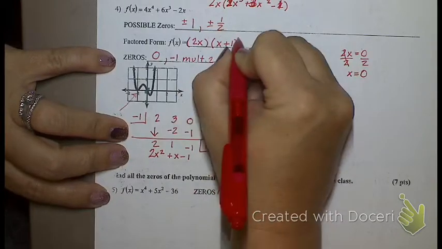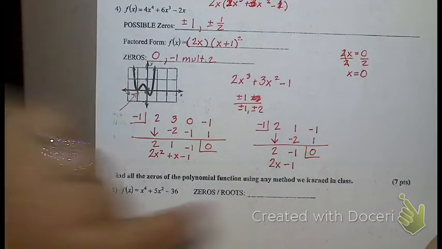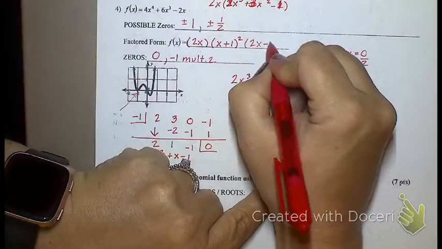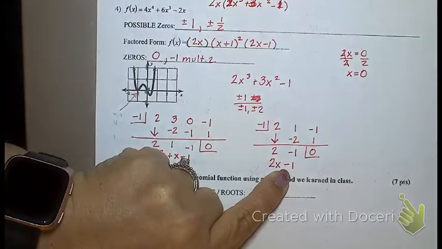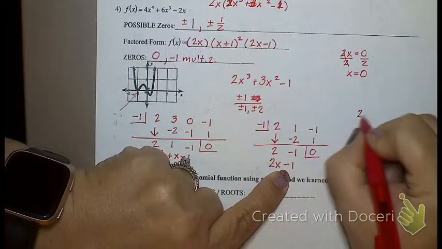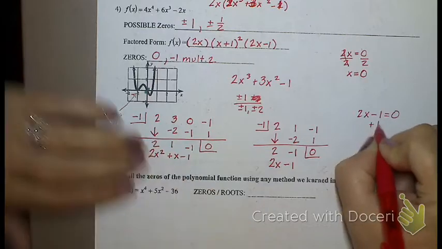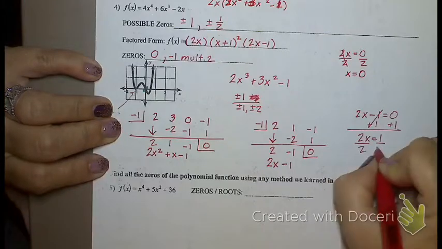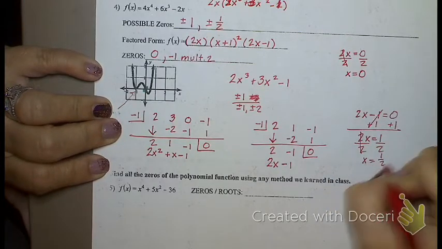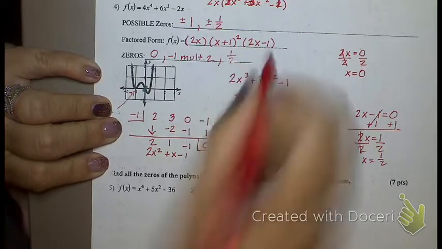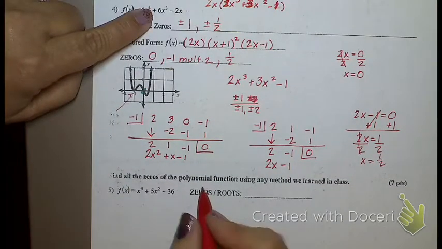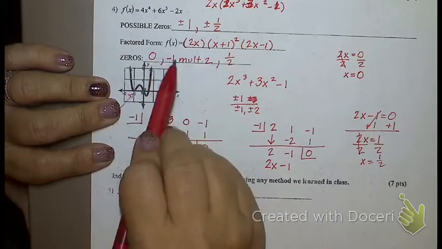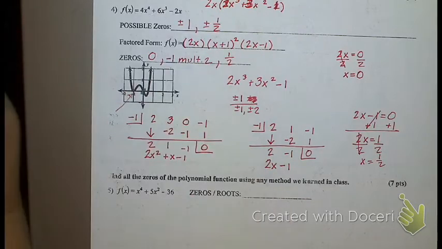And up here, I need to write a squared. And then what's my last parentheses? 2x minus 1, because I got it down to a degree 1. If I set 2x minus 1 equal to 0, 2x equals 1, divide by 2, x equals 1/2. So I'm going to check. I had 4 as my degree. 1, 2, 3, 4. 1, 2, 3, 4. Everything matches up.